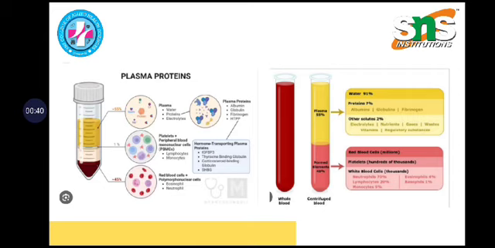Here the whole blood versus the centrifuged blood shows that when whole blood is centrifuged, it consists of water 91%, protein 7%, which is nothing but plasma proteins, and other solutes 2%. And white blood cells also comprise neutrophils, lymphocytes, monocytes, eosinophils and basophils.